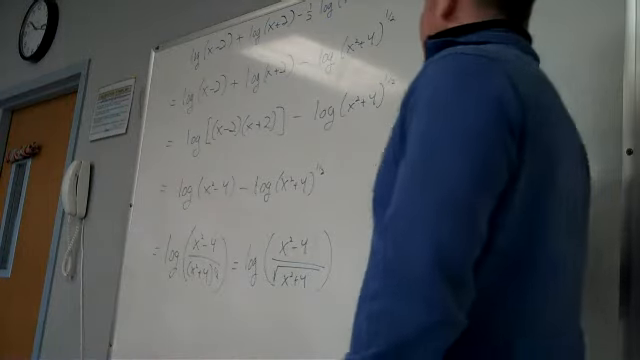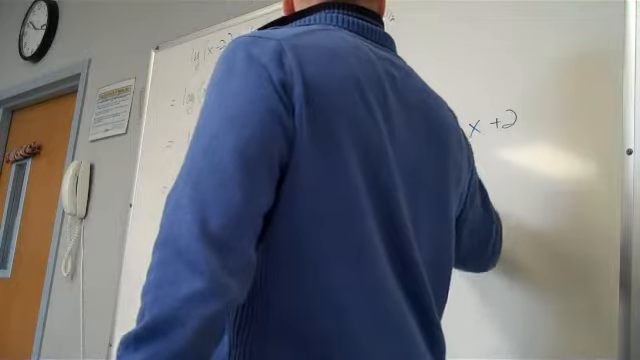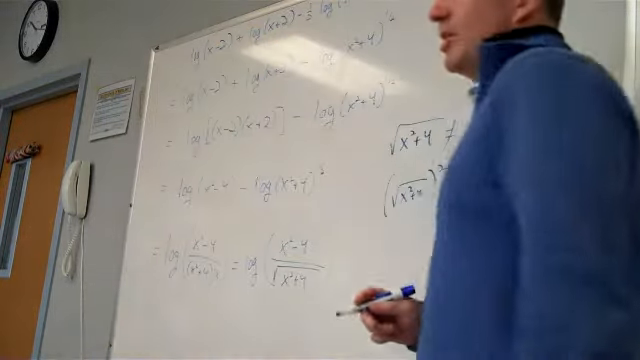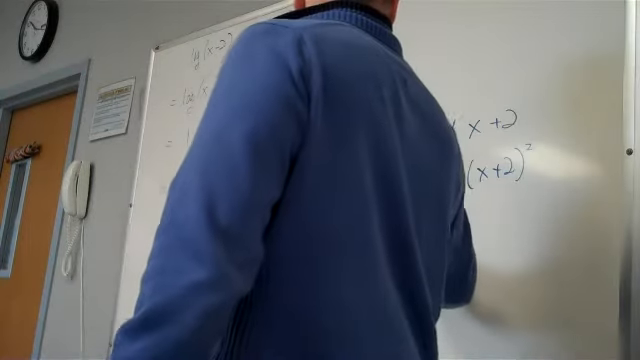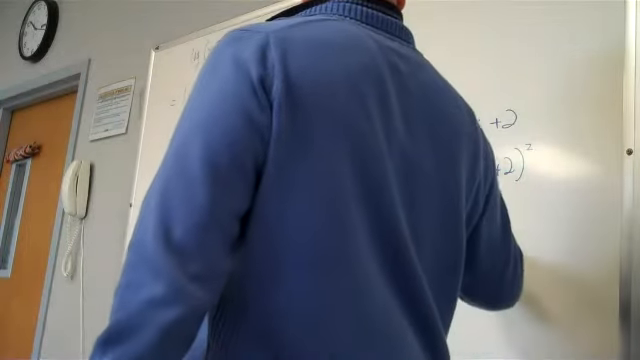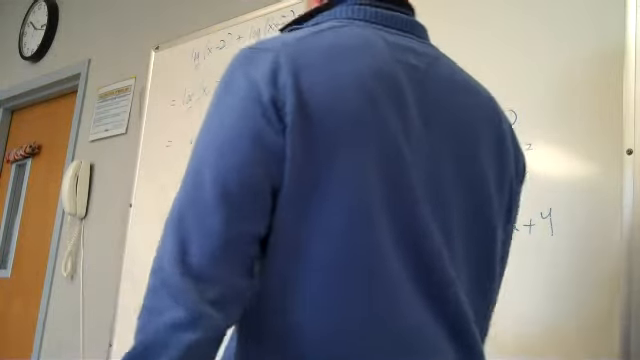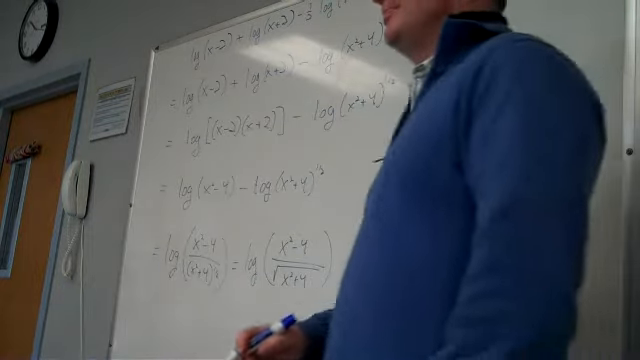Because if these two things are equal, then these two things would have to be equal. I'd have to be able to square both sides, correct? Which is not true, because this would be x squared plus 4, and after I was done FOILing, this would be x squared plus 4x plus 4, and they are not equal. So since these are not equal, their square roots cannot be equal.